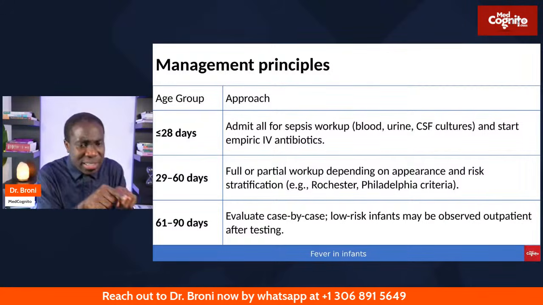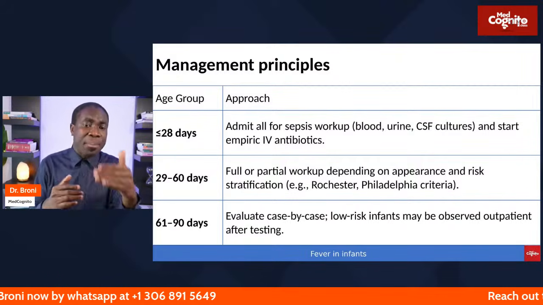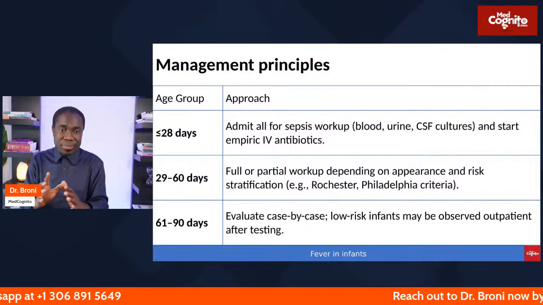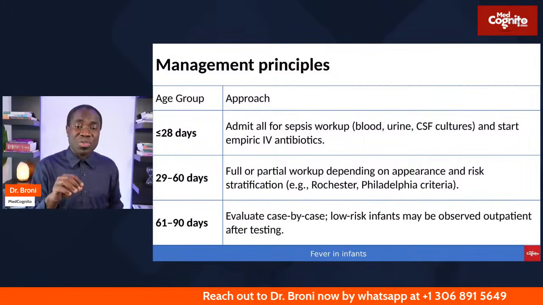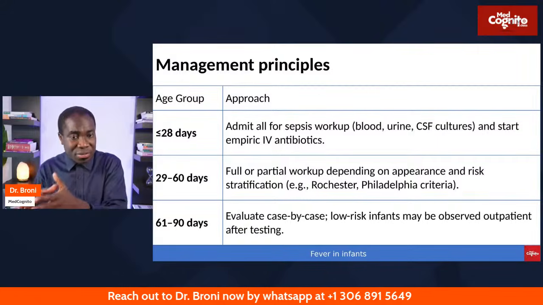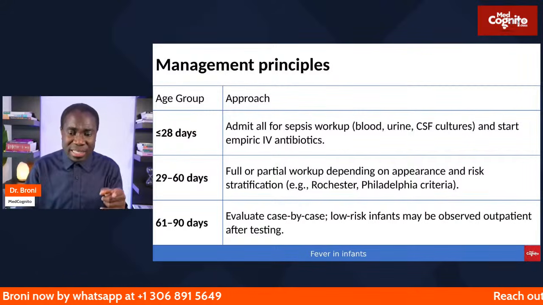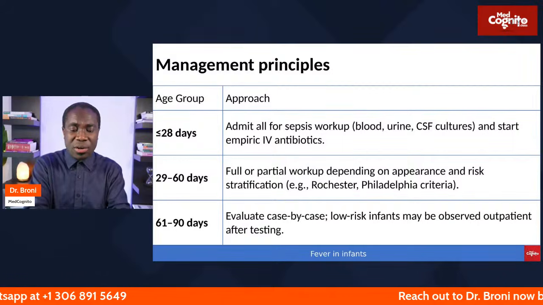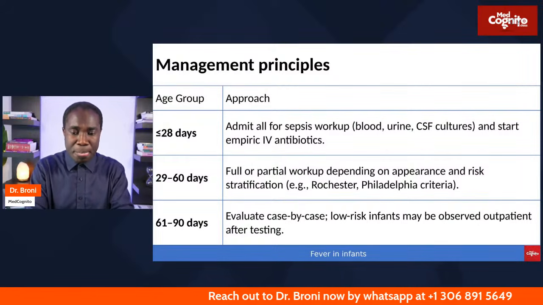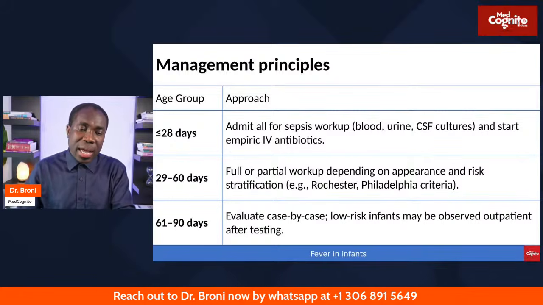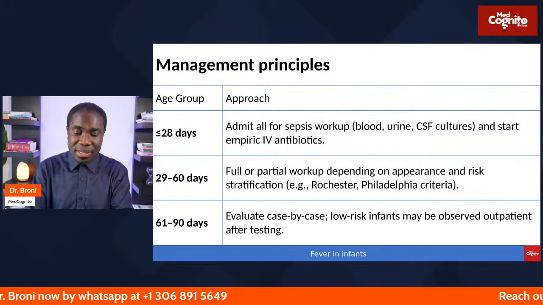Child is between 29 to 60 days: full or partial workup depends on the appearance and risk stratification. So there's a way we do it. Take your time after this class to read about the Rochester criteria and the Philadelphia criteria. I'm going to give that as an assignment. I'm typing it in the comment section.